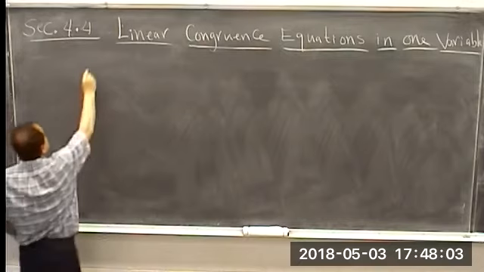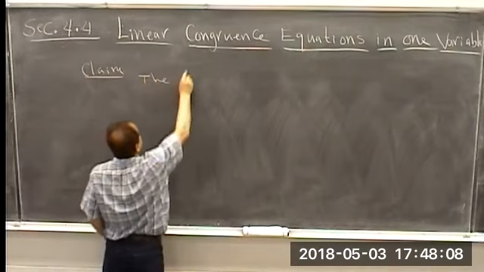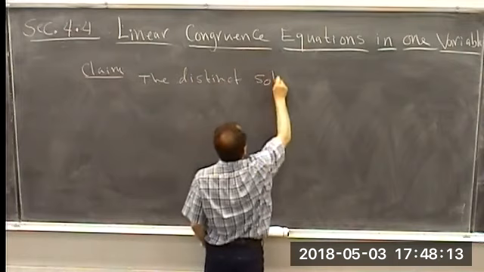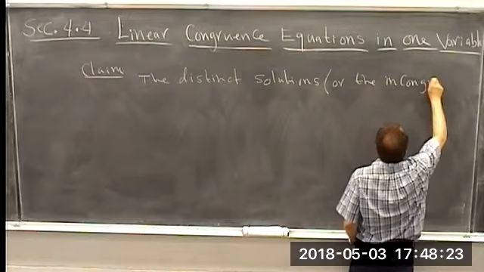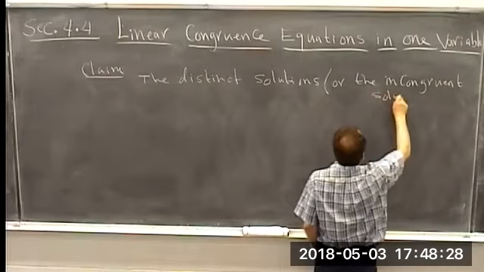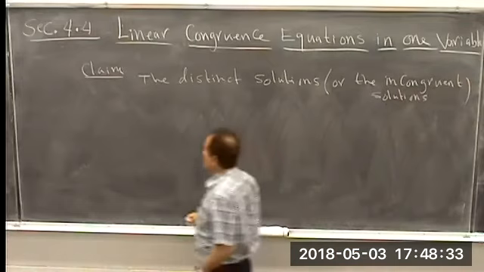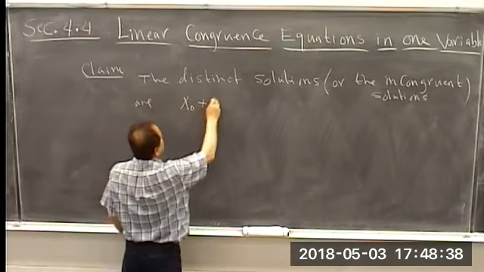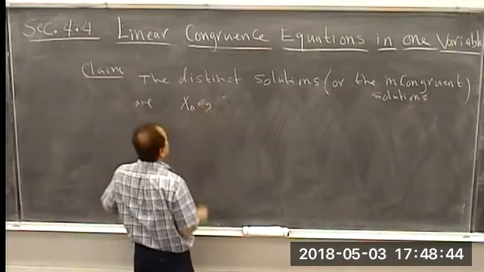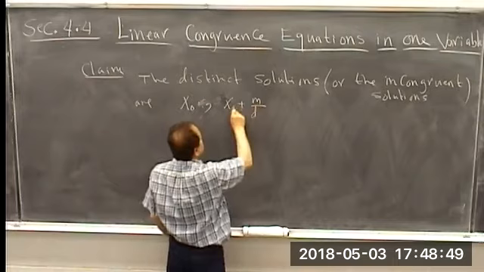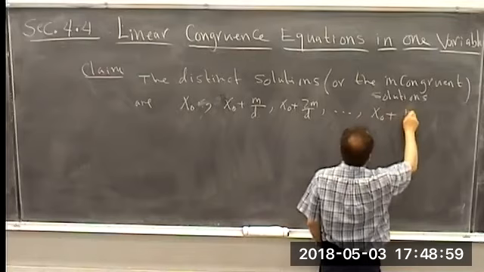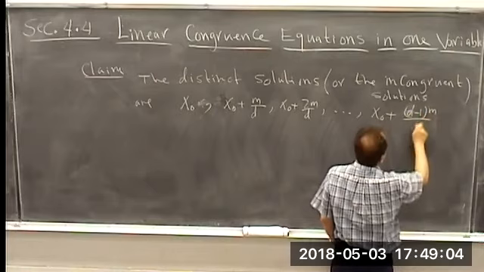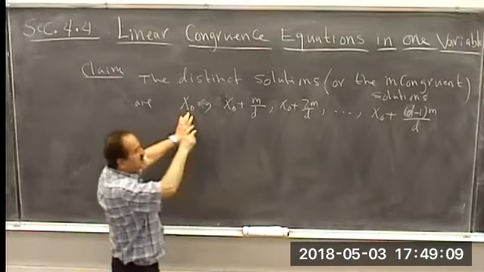Okay, the distinct solutions, or sometimes we call them the incongruent solutions, are given by this: x sub 0, x sub 0 plus m over d, x sub 0 plus 2m over d, and so on, up to x sub 0 plus (d minus 1) m over d. The next one will be the same as x sub 0, so they go inside, all right?